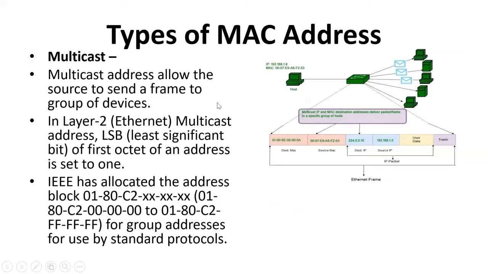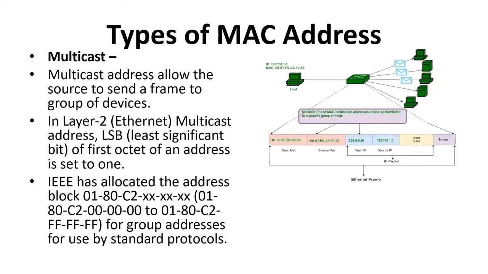The multicast address allows the source to send a frame to a group of devices. A frame is simply called a packet or message. In layer 2 Ethernet multicast addressing, the least significant bit of the first octet of the address is set to 1. IEEE has allocated the address block like this.